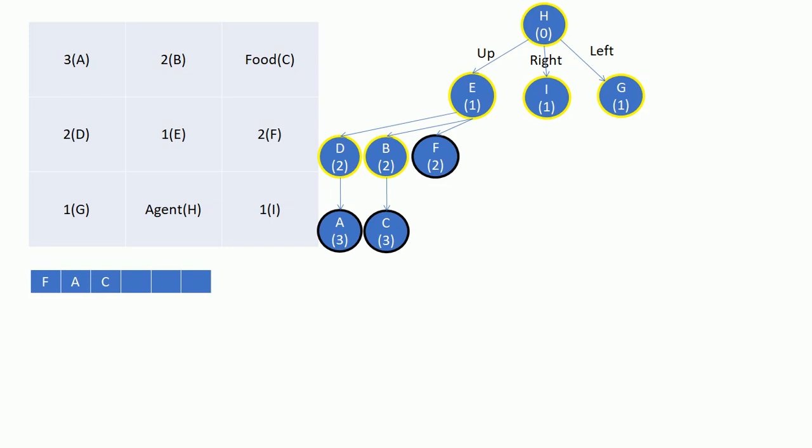Now F will be removed from the queue and none of its neighbors can be added because they've already been visited. Now A will be removed from the queue. Similarly, C will be looked at, but now C is the goal state, and now the agent understands that we've reached a goal state and it stops there, and this is where we found our solution.